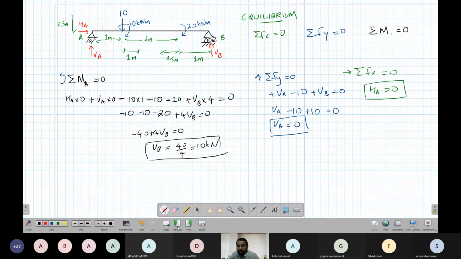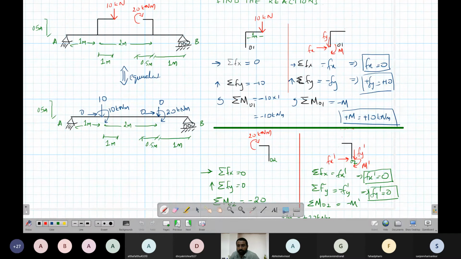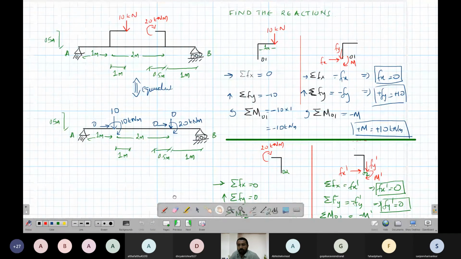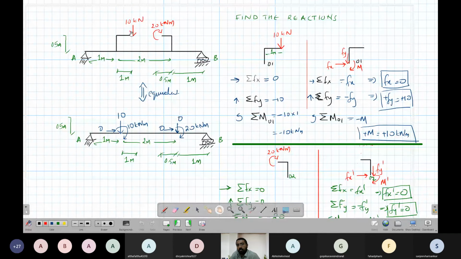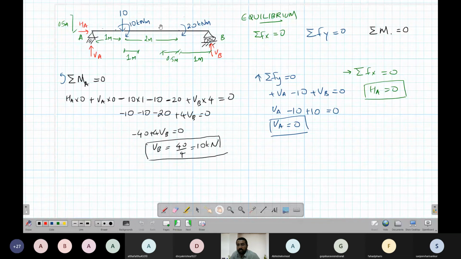Any doubts here? Okay, then you can ask me now. I hope it is clear. The steps you have to follow are simple. You have to shift this point to this. The more questions you do in simply supported beams, the better it is. I would prefer simply supported beam questions.